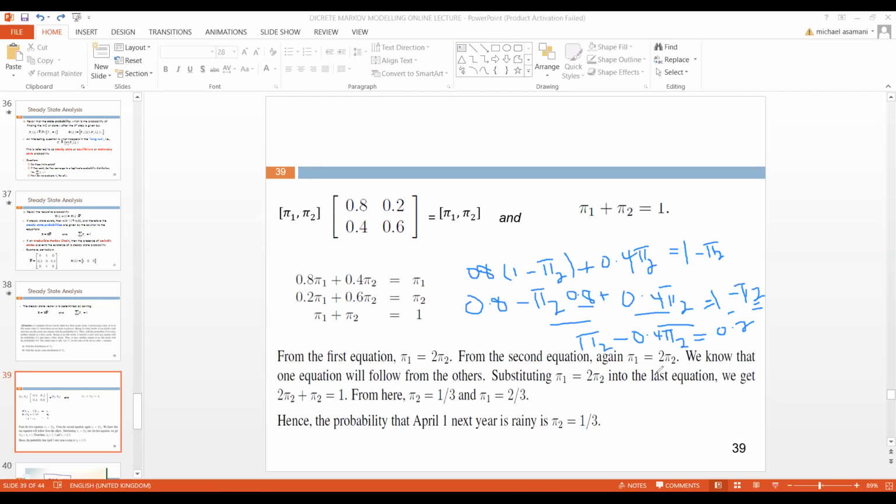Which means that on the left side of the equation, we have 0.6 pi 2 is equal to 0.2. Now dividing both sides by 0.6, pi 2 will be 1 over 3. Very good. I hope it's clear to everyone. I hope the solution is clear.